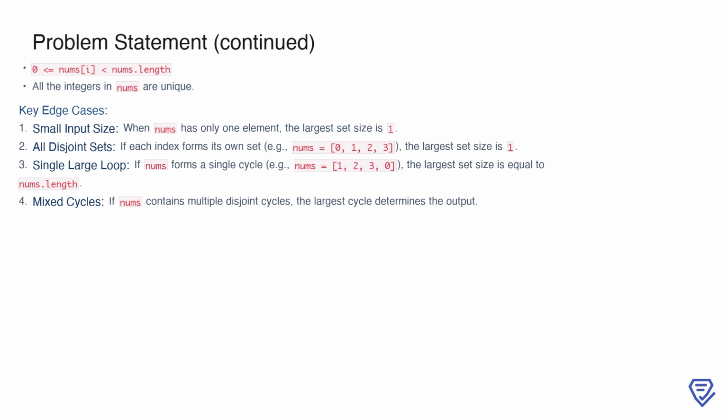When each index points to itself, as in nums equals [0, 1, 2, 3], the largest set size is also 1. For arrays that form a single large cycle, such as nums equals [1, 2, 3, 0], the largest set size equals the length of the array. Finally, if the array contains multiple disjoint cycles, the size of the largest cycle determines the output. These constraints and edge cases help guide you in designing an efficient solution for the problem.